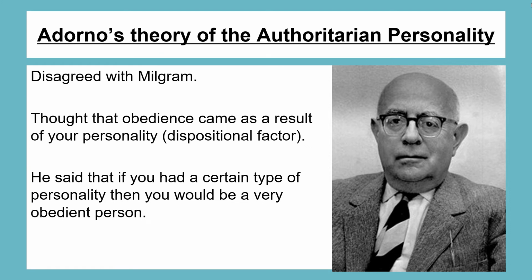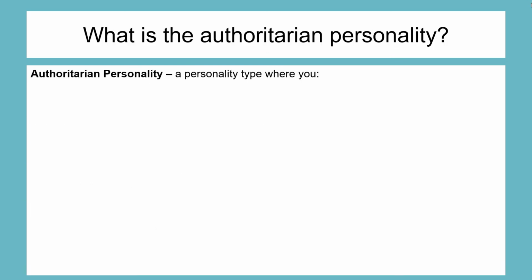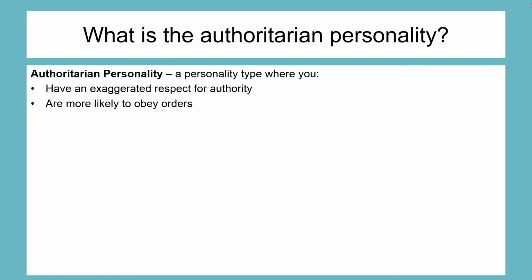He said if you had the authoritarian personality, you would be a very obedient person. Now, he categorized this quite specifically. And this list here is an extensive list of how he would describe a person with an authoritarian personality. In the exam, you'd probably need to be able to say about 3 of them if you ever had to describe the authoritarian personality. Firstly, if you have an authoritarian personality, you have exaggerated respect for authority figures. You're more likely to obey orders.